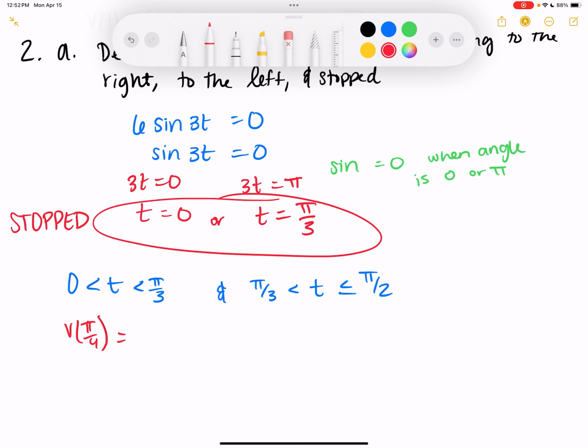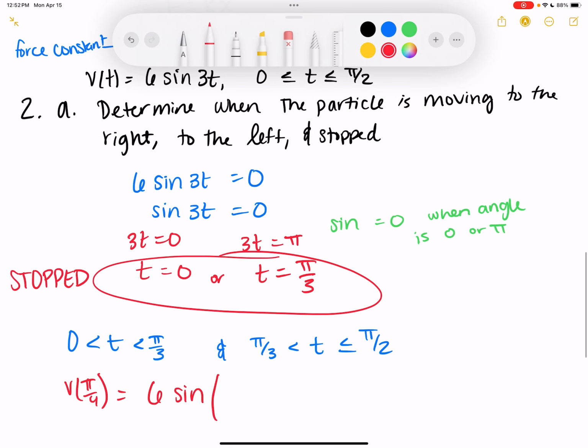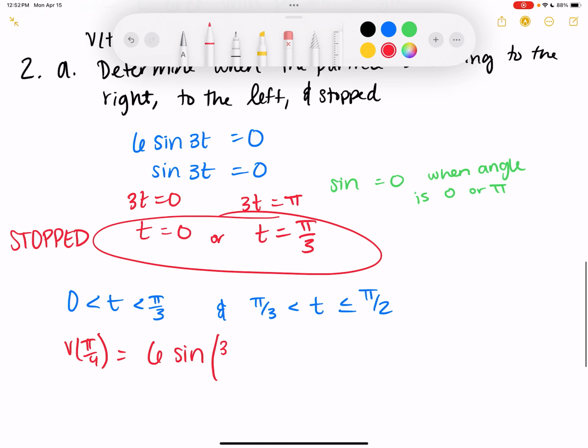So 6 sine of, now remember it's 3t, so this is 3 times pi over 4, so 3 pi over 4. And what is the sine of 3 pi over 4? Root 2 over 2, so 6 times root 2 over 2, which gives us 3 root 2.